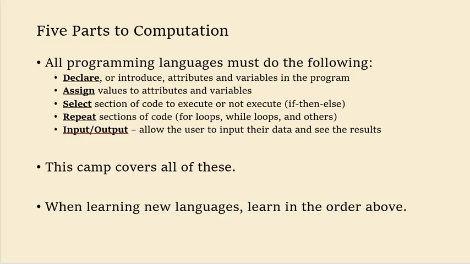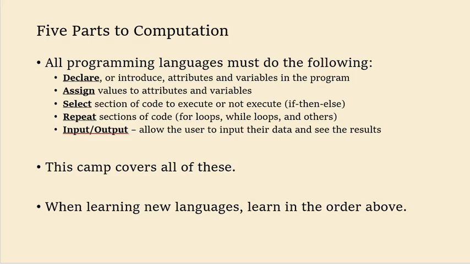And here they are. The first thing, every programming language must have a way to introduce attributes and variables in the program. We usually call that declaration. You're declaring to the program, hey, I'm going to use this variable now. So it's a declaration that you intend to use a particular variable. Different programming languages do this differently. We'll talk specifically, of course, about how Java does it, but if you're aware that that has to happen and you're learning a new programming language, then you know to look for that.